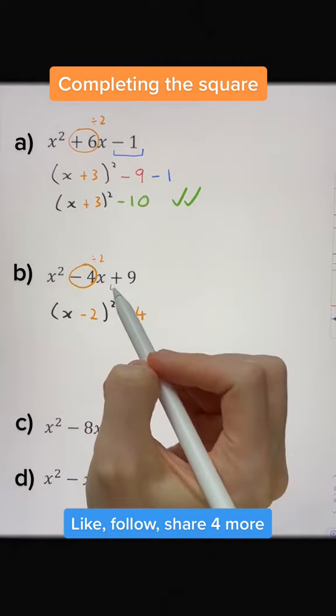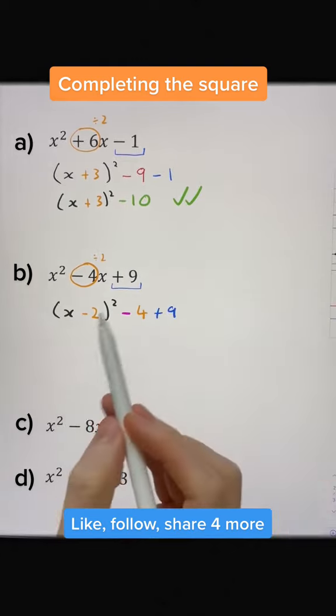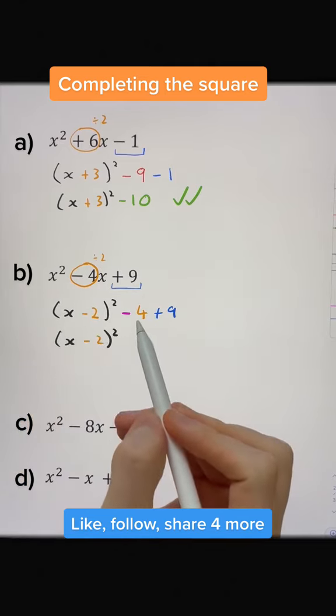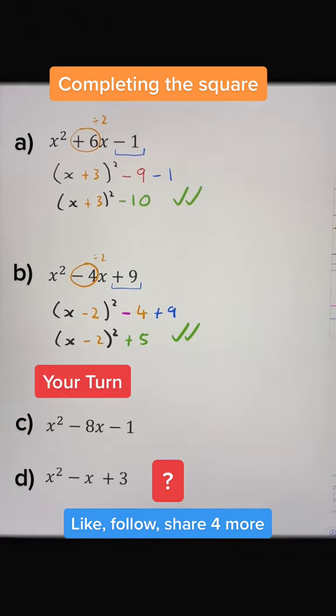We now place the original constant on the end, in this case, plus 9, leaving our square brackets alone. Simplifying our number terms, here, negative 4 plus 9 gives us plus 5. And that's our final answer for 2 marks.